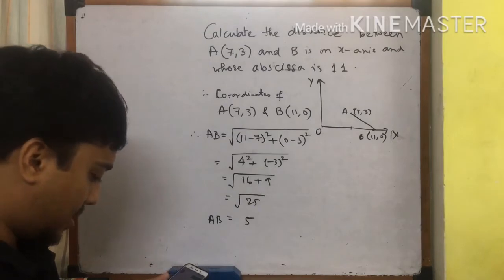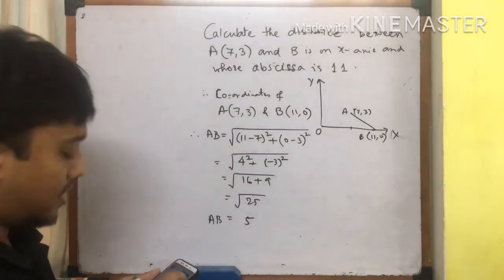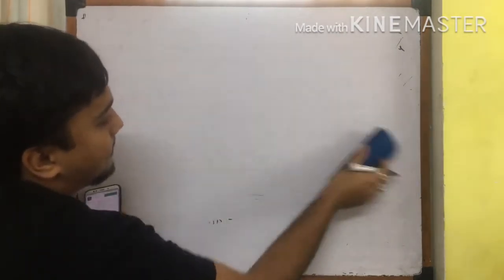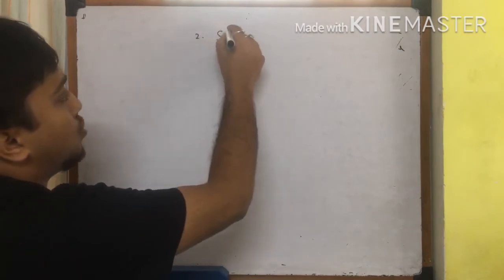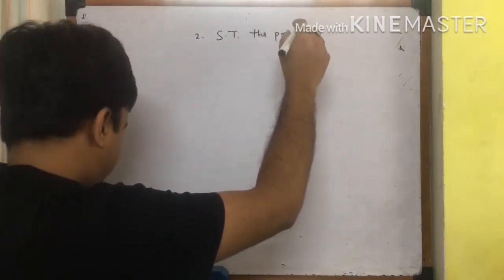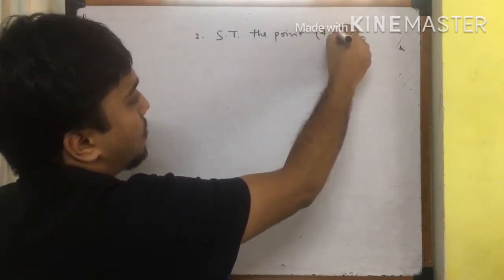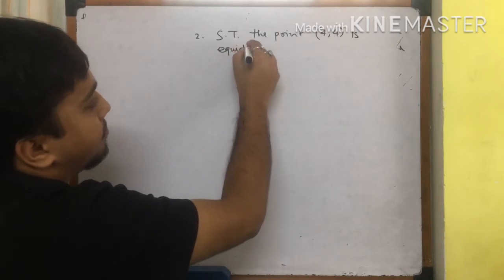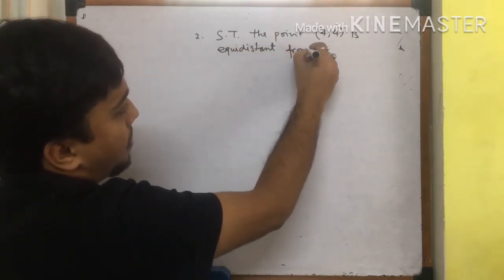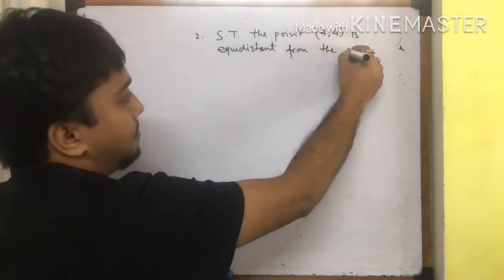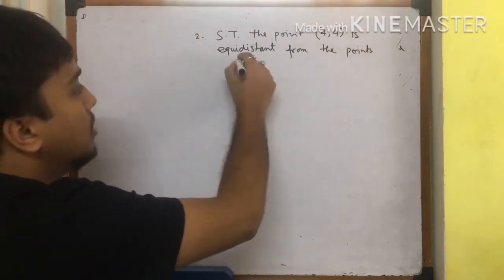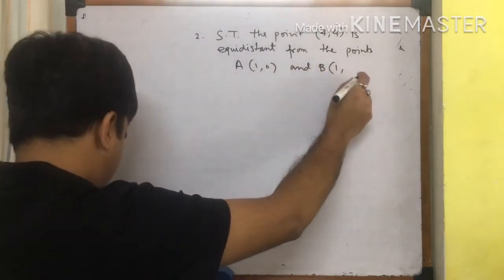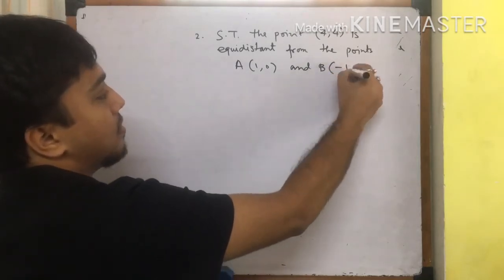It's very easy. And the next question, number 2, is: show that the point (4, 4) is equidistant from the points A (1, 0) and B (-1, 4).